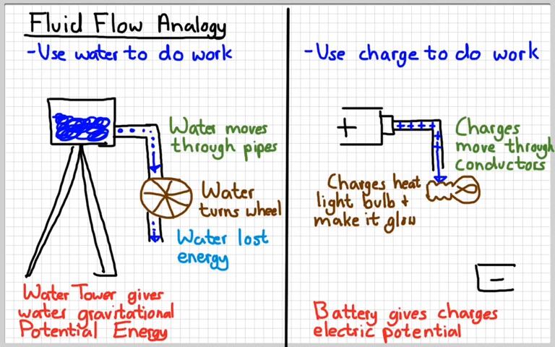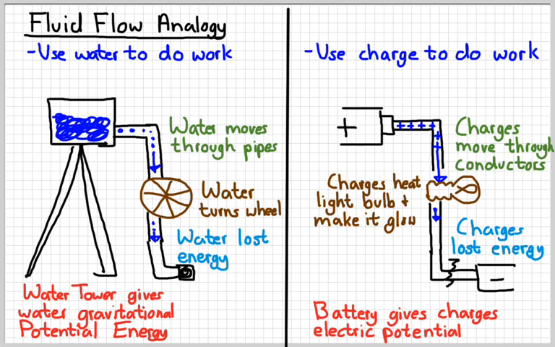Now the water wheel is not going to stop turning as long as there's an exit point for the water that caused it to turn. Otherwise it would fill up and stop turning. And so as the water goes through the water wheel, it's going to lose kinetic energy, the same way as our charges go through our light bulb, they're going to lose electrical energy.